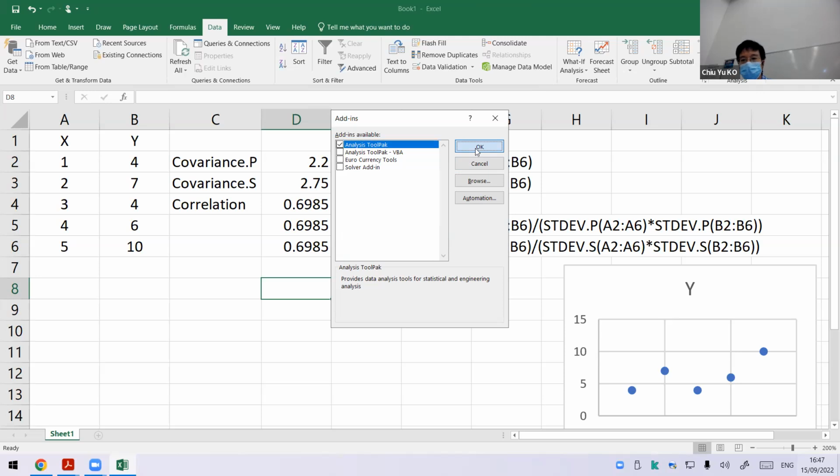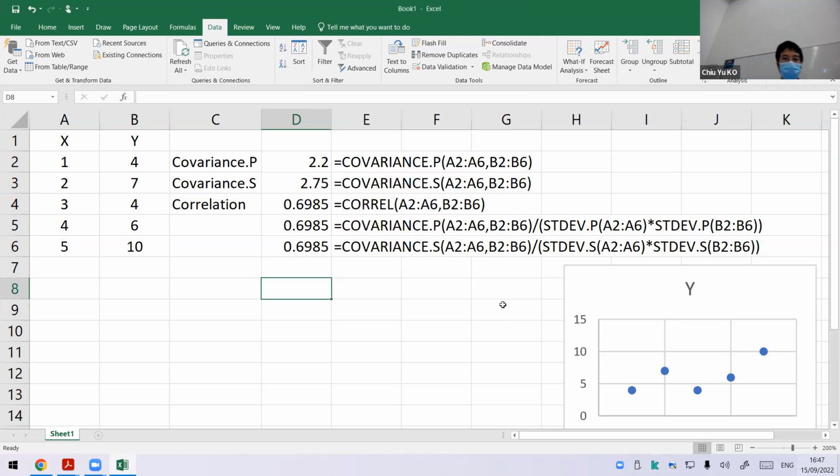So don't worry, once you activate it, you will see there's an analyst here, in the data analysis. Once you're done, then everything becomes a dummy thing. Just click and then you're done. So let me show you how this thing can be done.